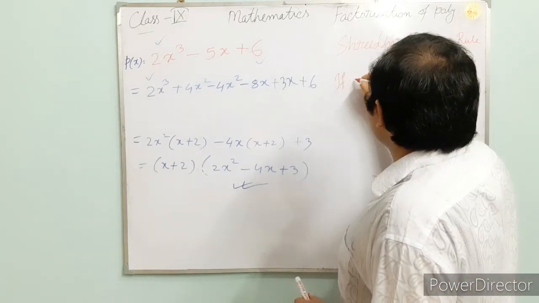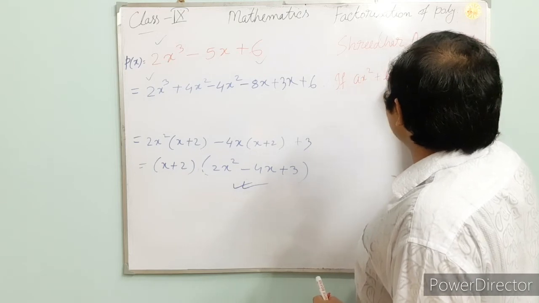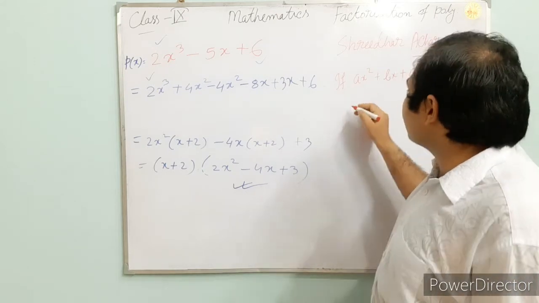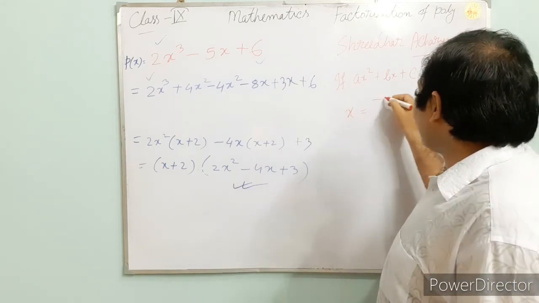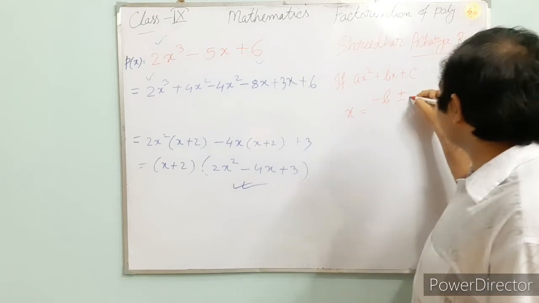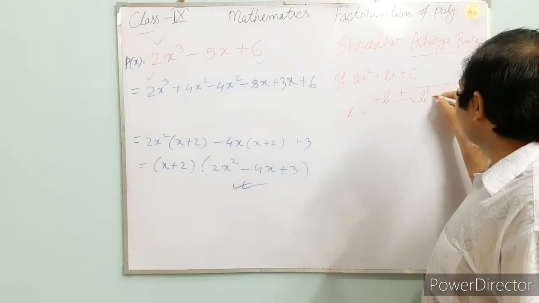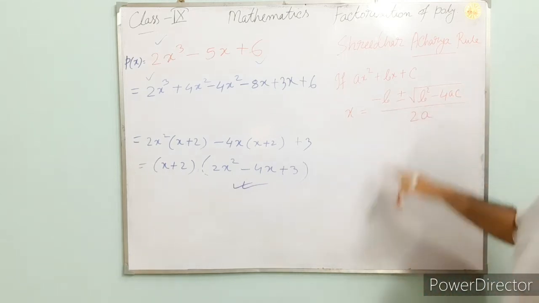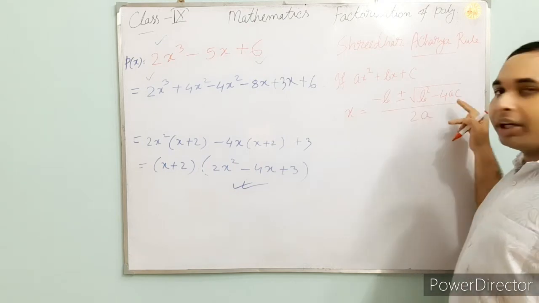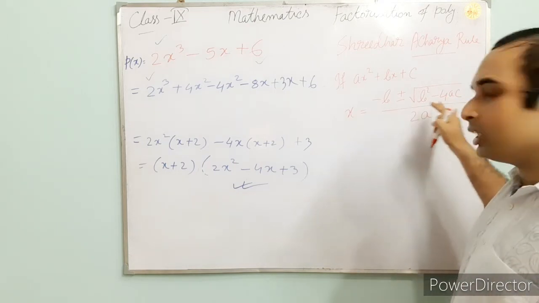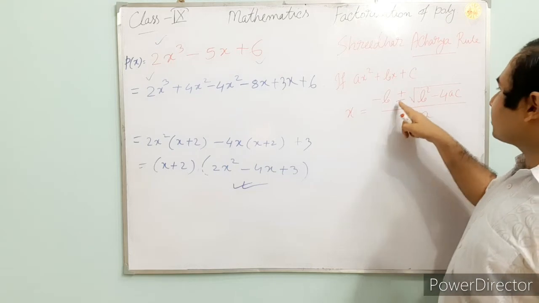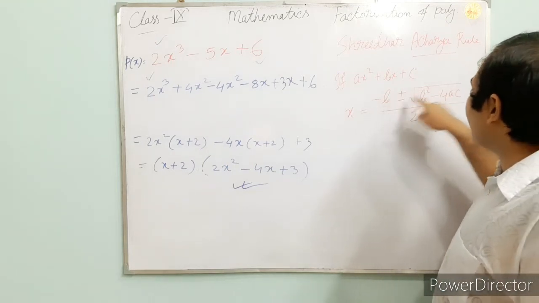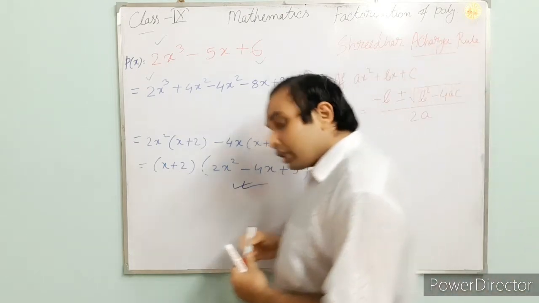So if ax square plus bx plus c is a polynomial, then its zeros will be x equals to minus b plus minus root over b square minus 4ac by 2a. That is, plus minus means two zeros are there: minus b plus this one by this, and minus b minus this one by this. Those are the two zeros.